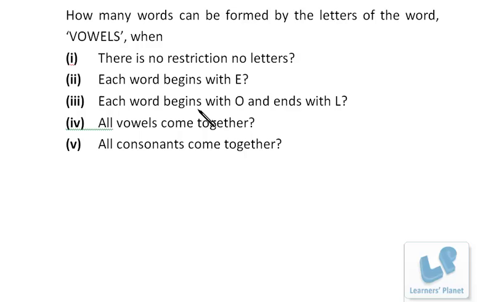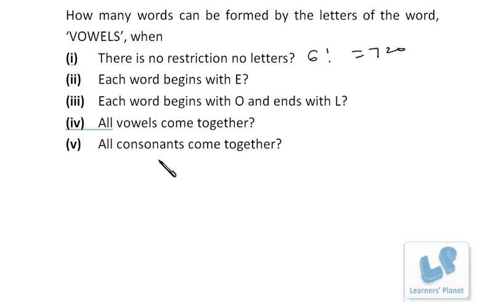Now, how many words can be formed by the letters of the word vowels when, first of all, there is no restriction. So how many letters are there? 1, 2, 3, 4, 5, 6, right? We have to choose all the letters because it's not mentioned that how many letters we have to use. So I assume that we have to use all the letters, right? So 6 letters, that means 6 places to be filled up by 6 letters, and there is no restriction. That means there is 6 factorial ways, right? So the first problem is quite simple. Now let's come to the second problem.